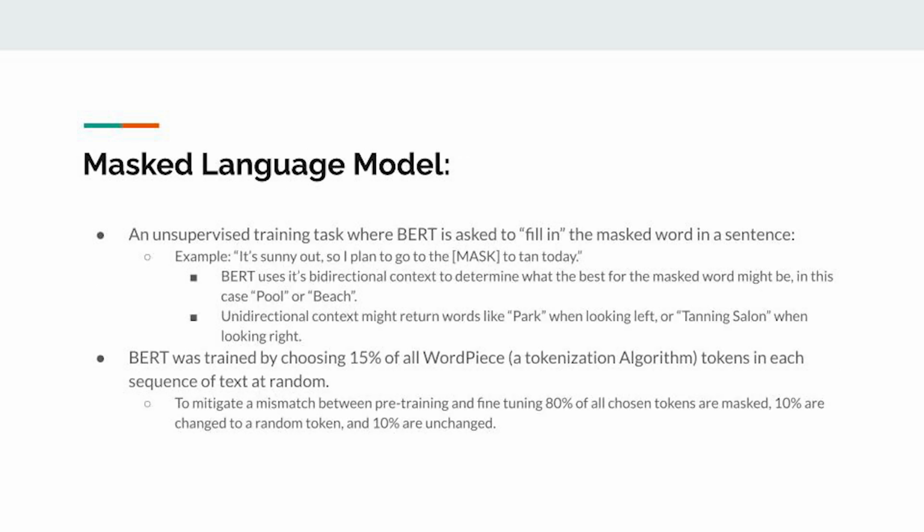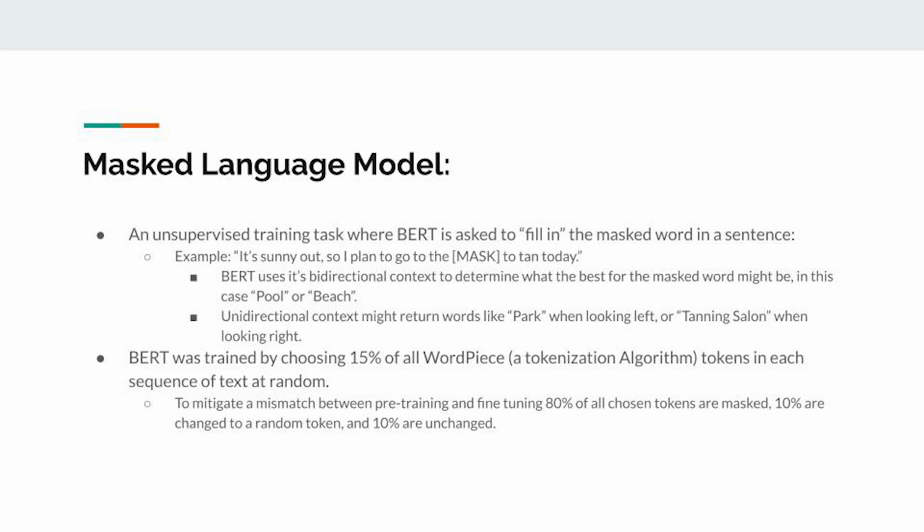The first component of BERT's pre-training is the masked language model, or MLM. MLM is an unsupervised training task where BERT is asked to fill in a masked word in a sentence. An example of an MLM task might be a sentence like, "It's sunny out, so I plan to go to the blank to tan today." A unidirectional context might return words like park if it was looking left at the beginning of the sentence, or tanning salon if it was looking right at the end of the sentence. BERT, using its bidirectional context, could determine that the fill-in word might be pool or beach.